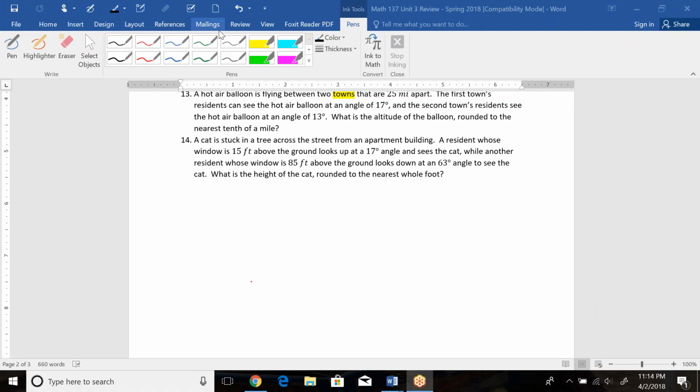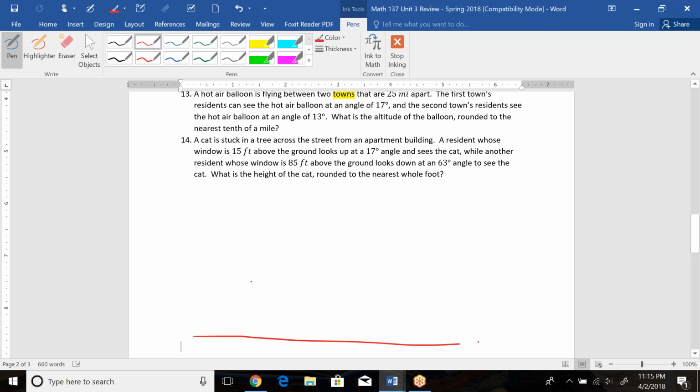All right, this is a video for the third test in Math 137. We're looking at the last three problems, the word problems in the calculator portion of the exam. So we're starting off with this problem where there's a cat stuck in a tree across the street from an apartment building. So let's draw what we know about that.